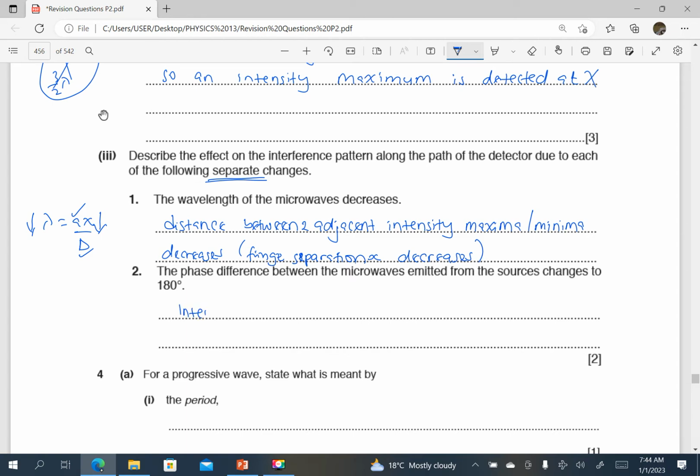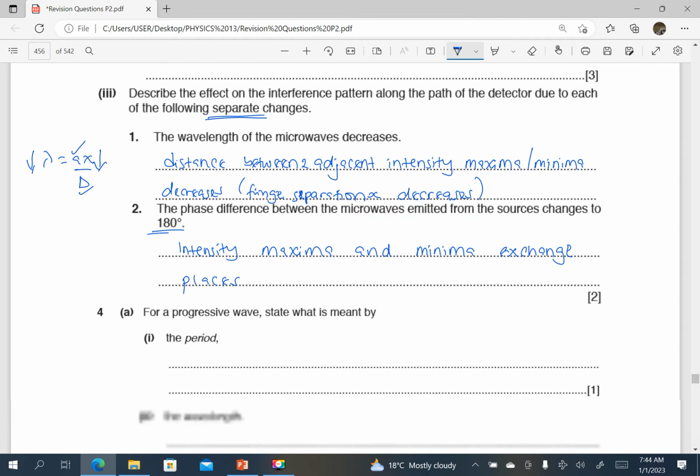The intensity maxima and minima exchange or swap places. The intensity maxima and intensity minima exchange places when the phase difference between the sources is 180 degrees. So they just simply exchange places.